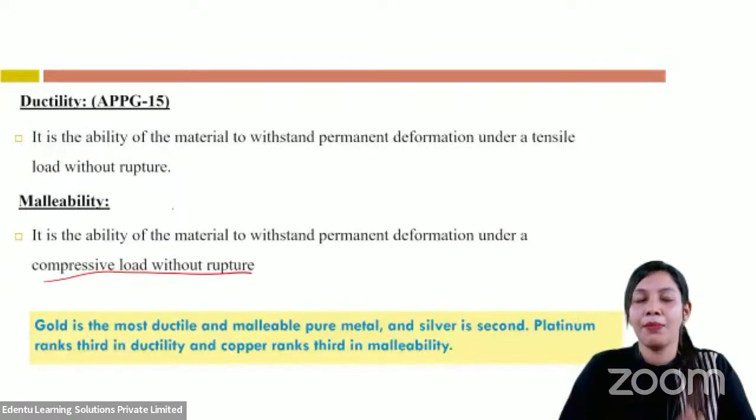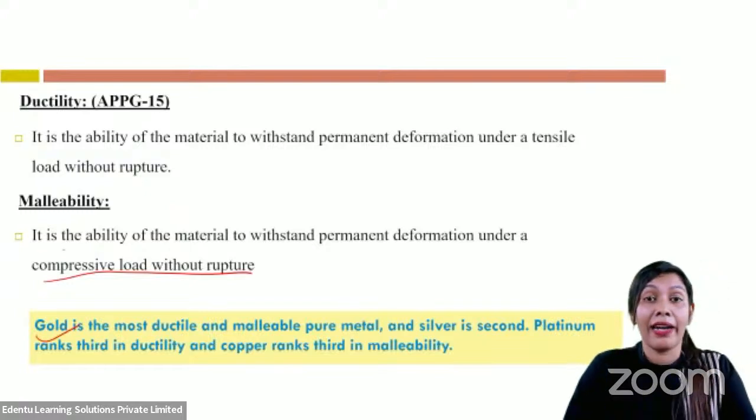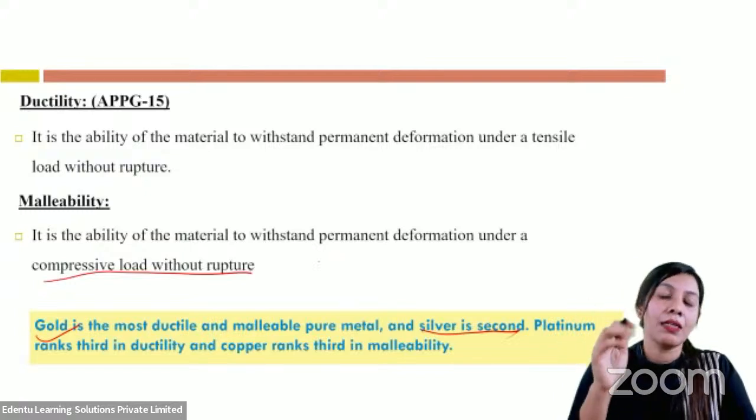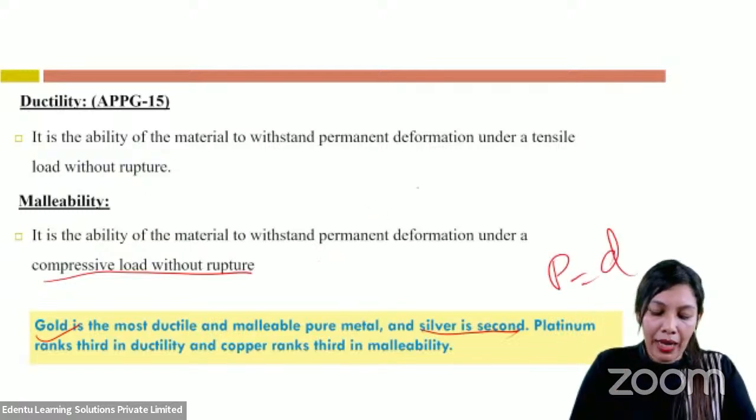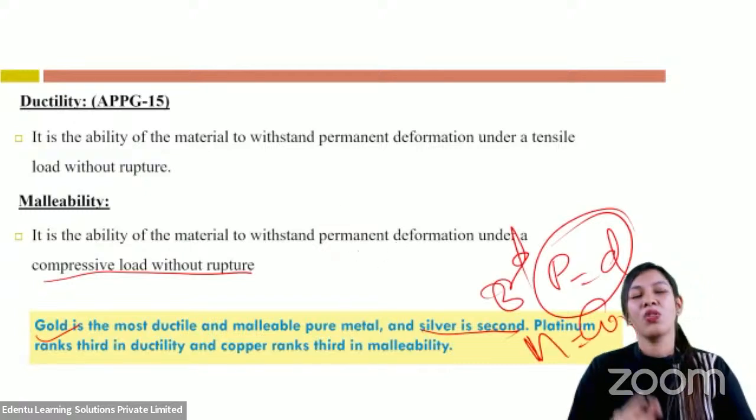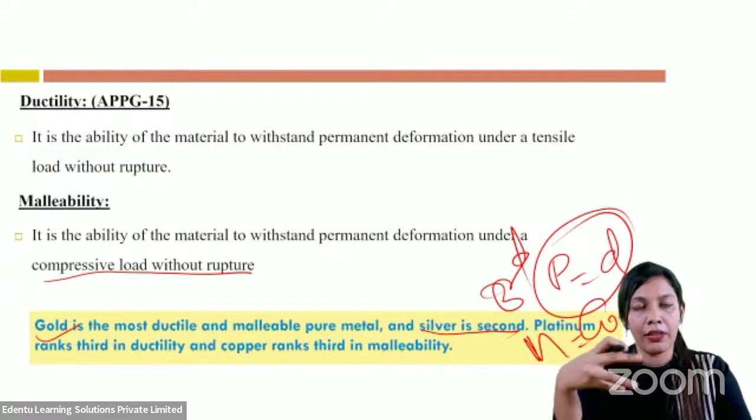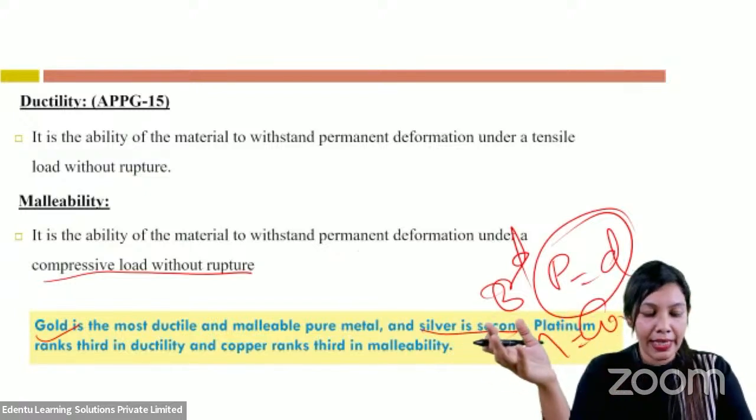So the question sometimes asks which is the most malleable and ductile material? It is gold, which is ranked first, followed by silver, which is second. In the ductility case, platinum is ranked third. In malleability, it is copper. So these are some of the questions again asked in your NEET MDS examination.